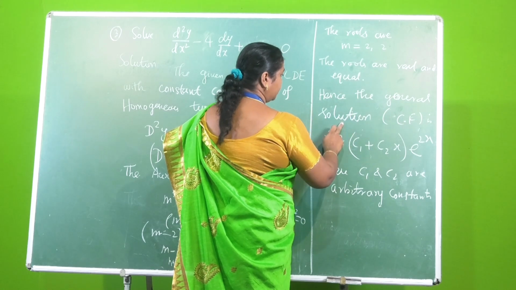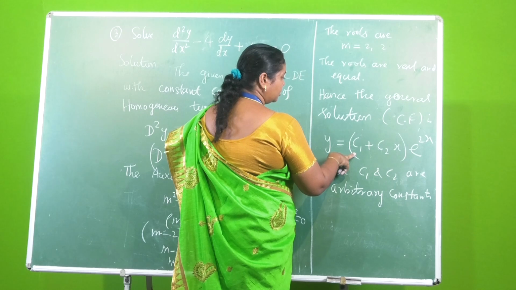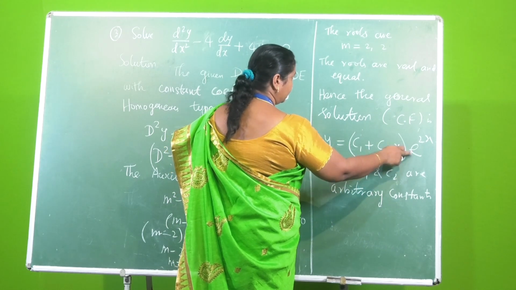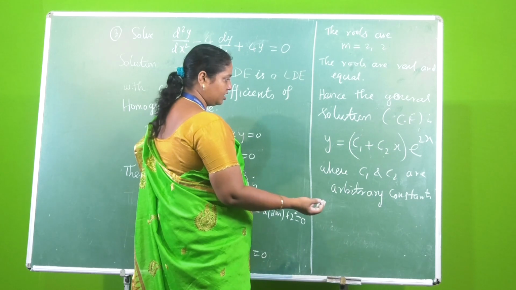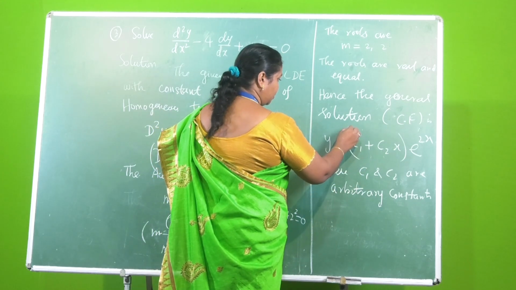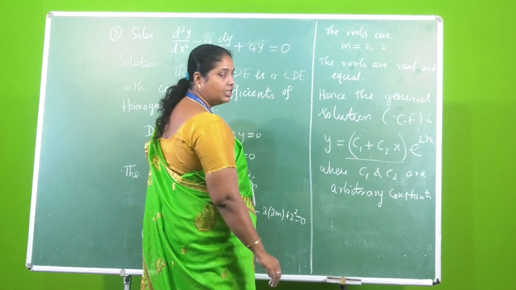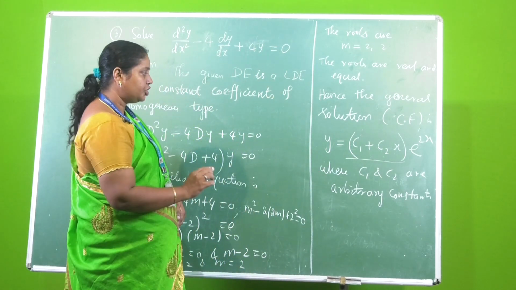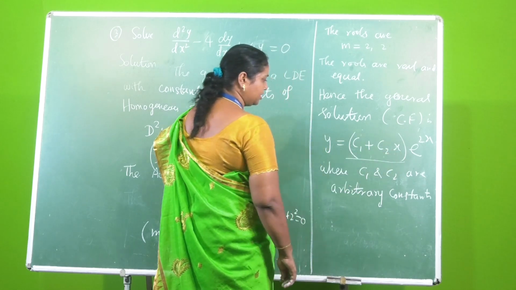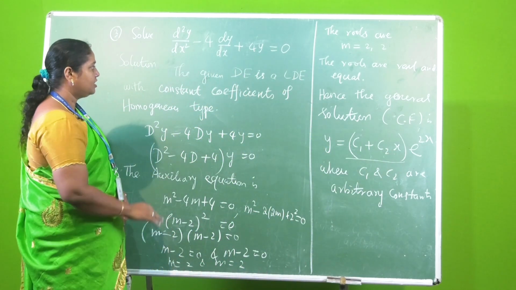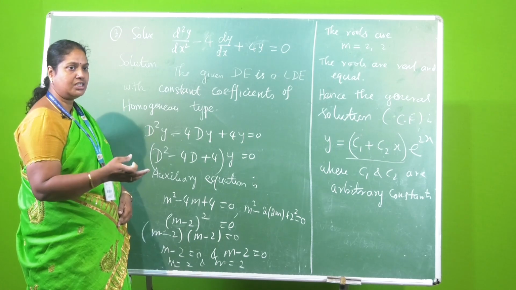So the general solution, the CF, is what? The general formula is (C1 + C2x) into e power the root, that is 2x, where C1 and C2 are arbitrary constants. So that is C1 e power 2x plus C2 x into e power 2x. In short, we write like this. To ensure independent solutions, we are inserting x in the second place. So now we have seen the 3 types of roots and how to write the general solutions.